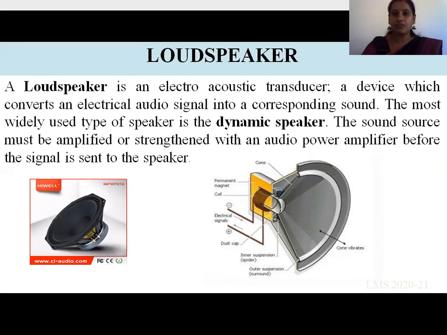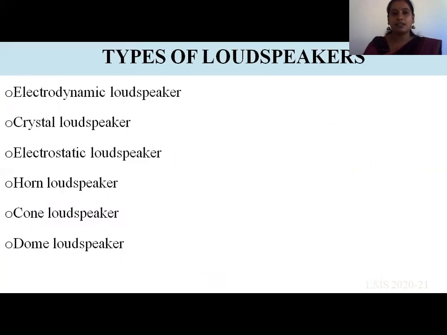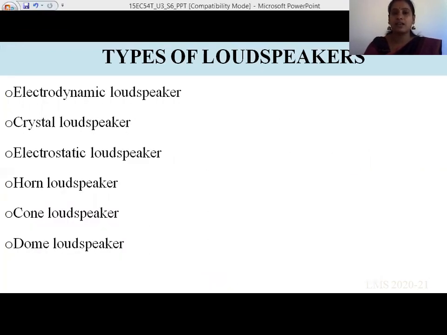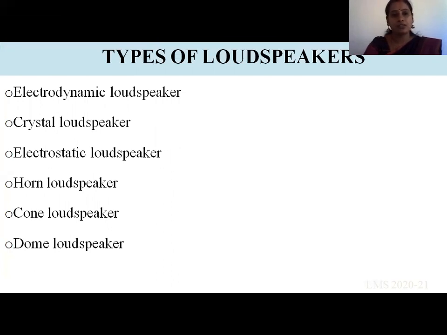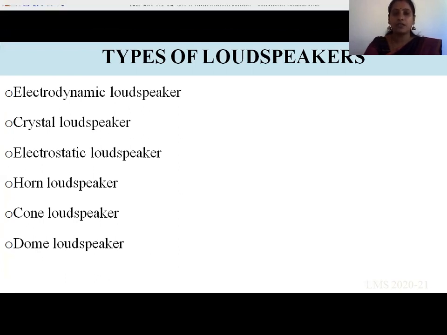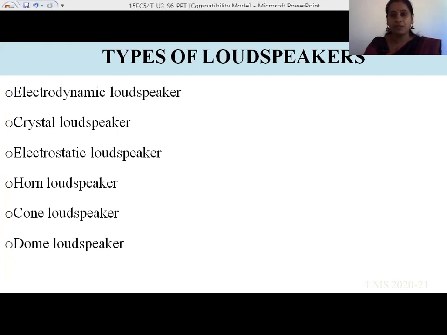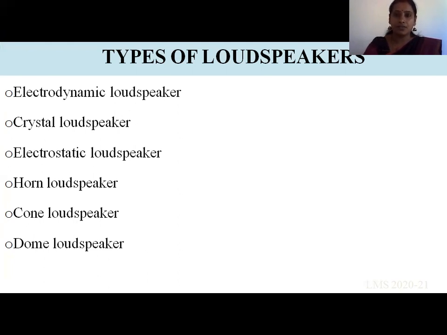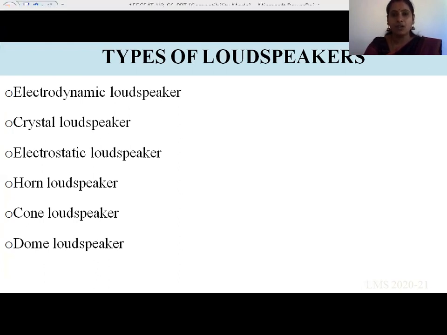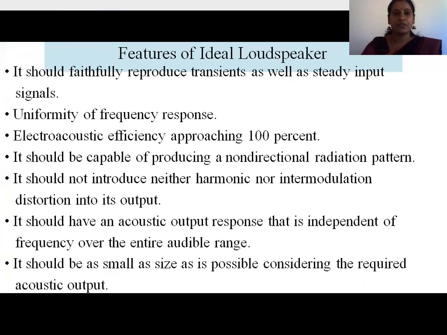What are the types of loudspeaker? These are the types of loudspeakers: electrodynamic loudspeakers, crystal loudspeaker, electrostatic loudspeaker, horn loudspeaker, cone loudspeaker, and dome loudspeaker. Depending on how it is manufactured, how the structure is made inside, and what materials are used inside, these loudspeakers have been classified.